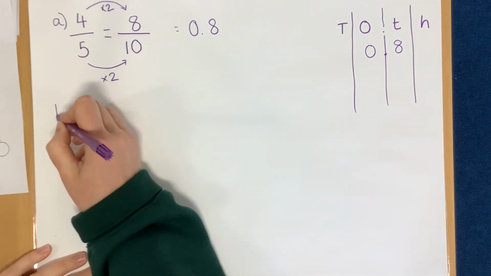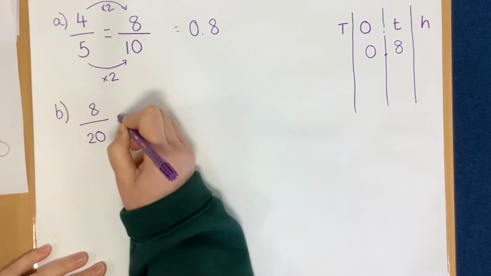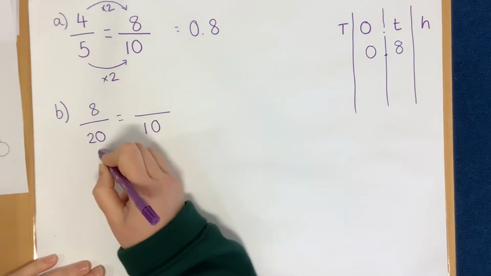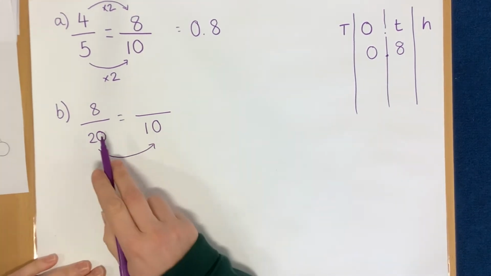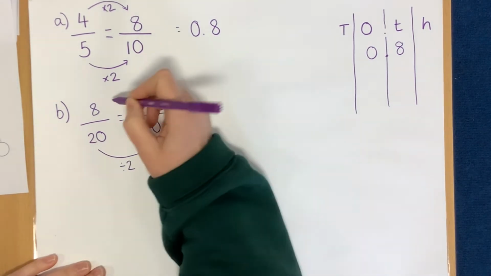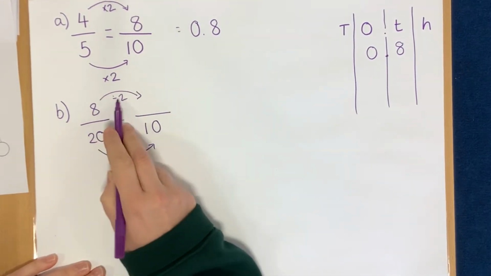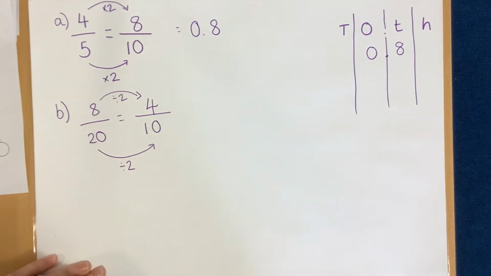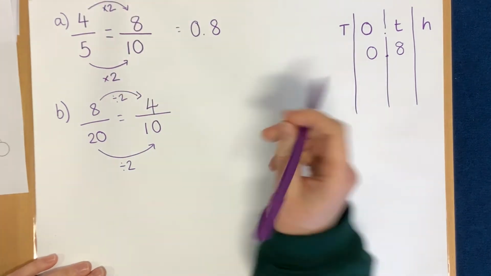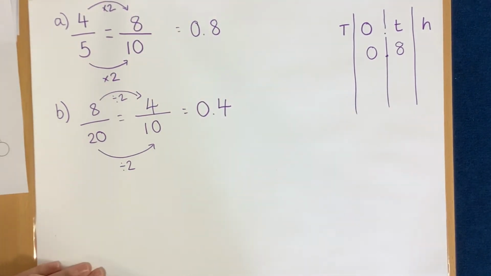So B was 8/20. Okay, so we need 10 to be our denominator. To get from 20 to 10, I need to divide by 2, or half the denominator. I'm going to do the same to the numerator. 8 divided by 2 is 4. So 8/20 is the same as 4/10, which as a decimal we would write as 0.4.